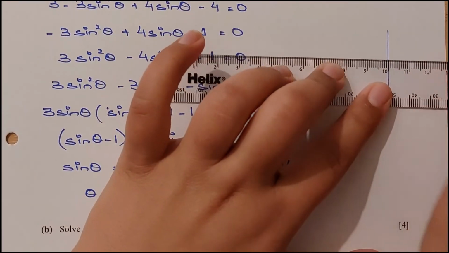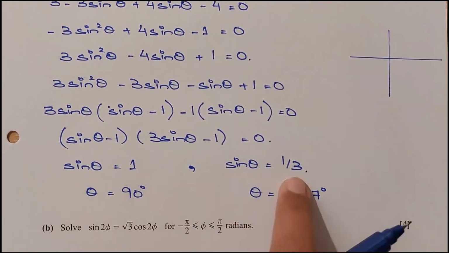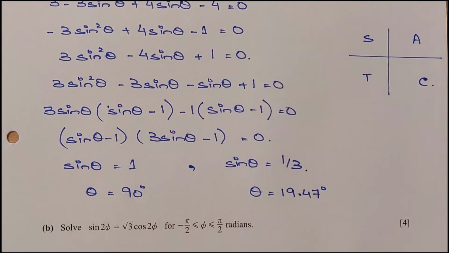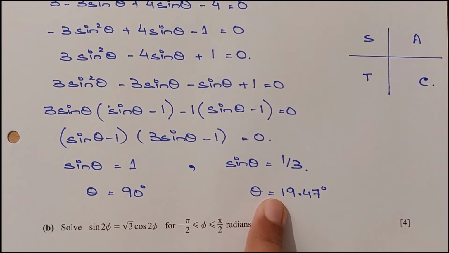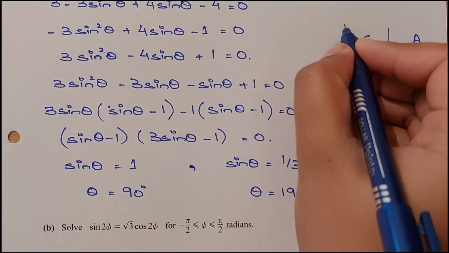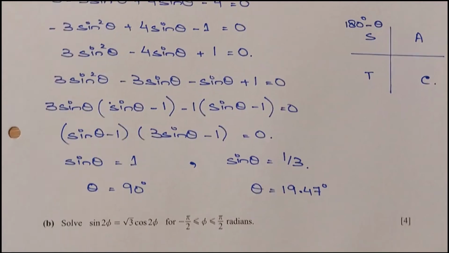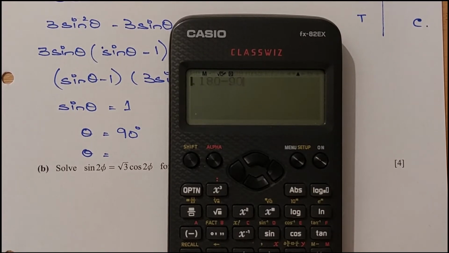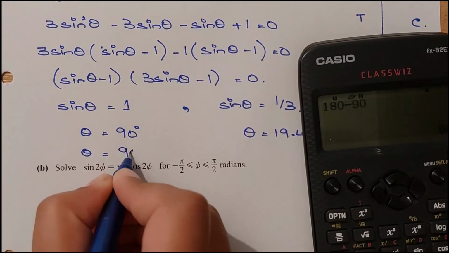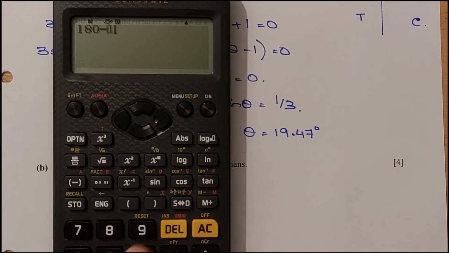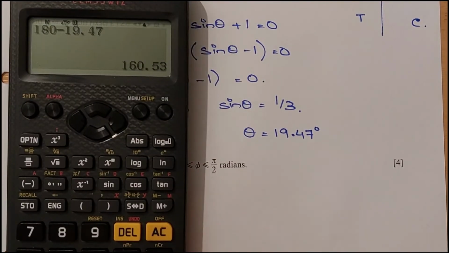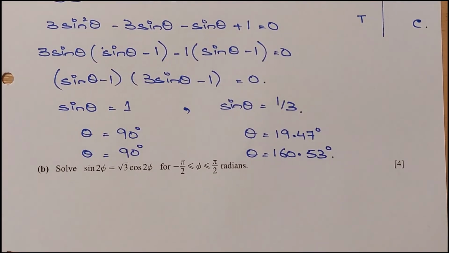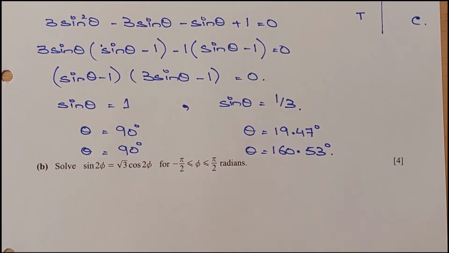Okay, now let me draw the coordinates. Let me check in which quadrant sine is positive, because in both equations sine is positive. So sine is positive in the first quadrant and in the second quadrant. As you can see, 90 lies in the first and 19.47 also lies in the first. So now we have to find for the second quadrant, and here we have to use the operation 180 degrees minus the theta value, right? So what is the theta value over here? Theta value over here is 180 minus 90. This is 90 degrees. And from here 180 minus 19.47, 160.53 degrees, right? So the values of theta are 90, 19.47 and 160.53, right?